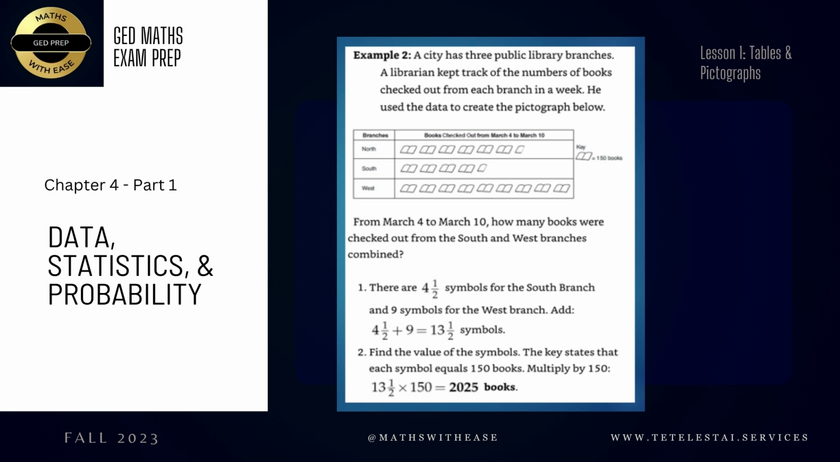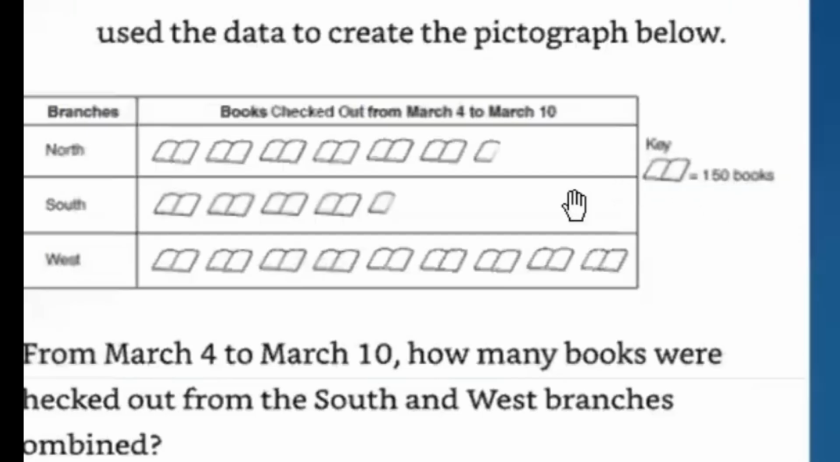So in this example, we're being told that a city has 3 public library branches and that a librarian kept track of the number of books checked out from each branch in a week. He used the data to create the pictograph below. And I'm not sure if you guys can see, I'll try to zoom in. So we can see that this little symbol for a book represents 150 books.